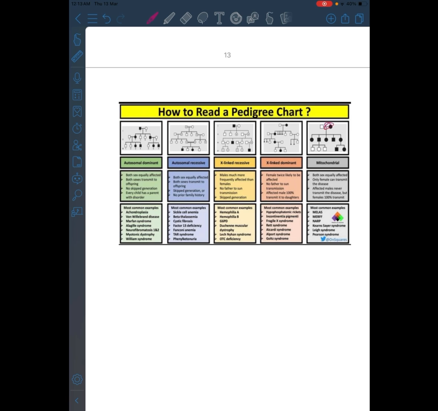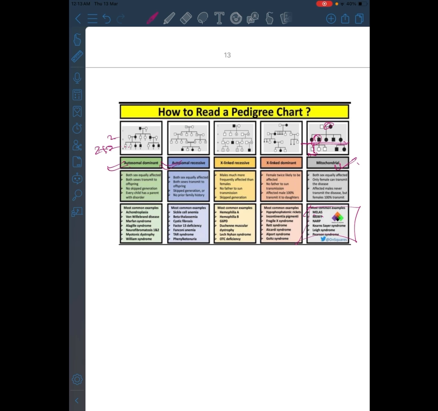If you see a female transmitting it to everyone, whereas a male is not transmitting to any of them, it's straight away a mitochondrial disorder, and you have to remember these examples. However, if you see that both sexes, male and female, are involved in a generation, say two males and two females are involved here, all these are seen in what? Autosomal disorders, be it dominant or recessive. The same amount of people are involved.